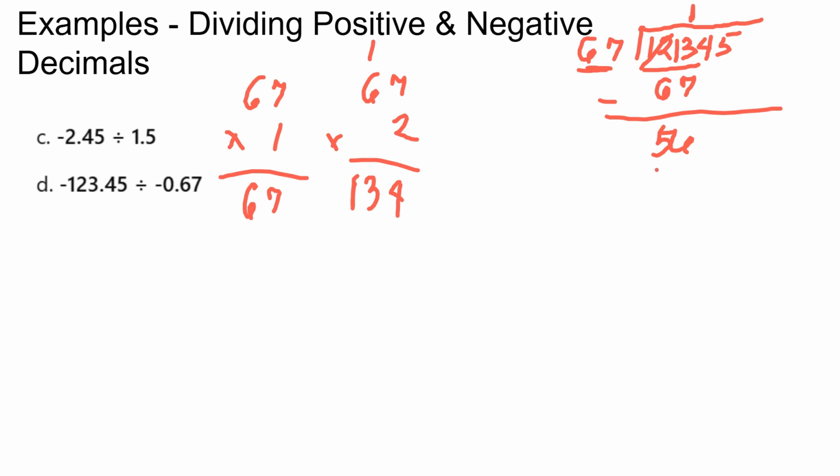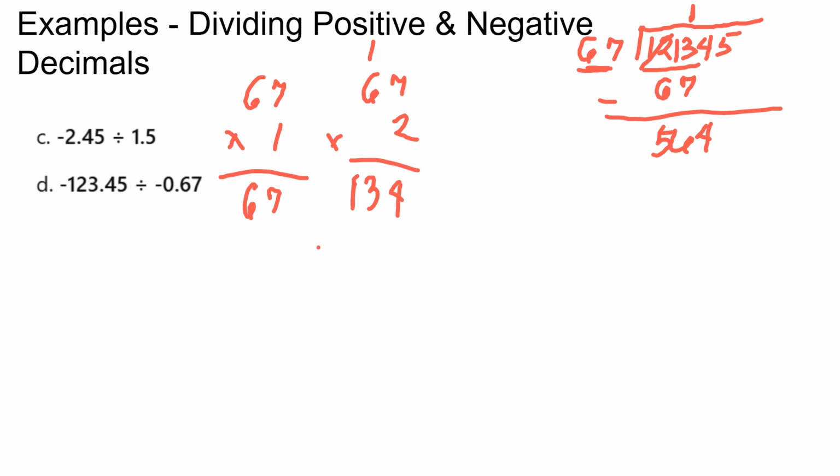Now, the question is, how many 67s are there in 56? Of course, that would be impossible, so I have to bring down 4 here. So it's not 56 anymore, but rather 564. Again, we go back to our estimated multiplication.